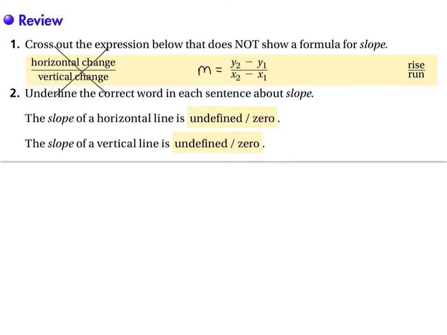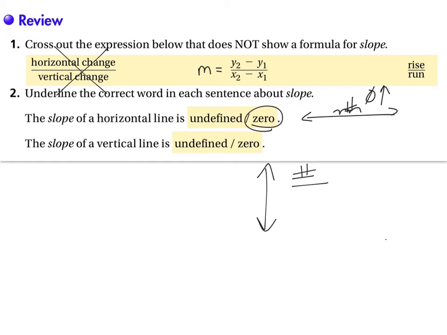Now, if we have a horizontal line, we have a run, but no rise. So with no rise, we have 0 over whatever number this is going to be. On a vertical line, we have a rise. We have a number for the rise, but it does not run. So we have a 0 on the bottom. Anything divided by 0 is undefined. So a vertical line has an undefined slope.